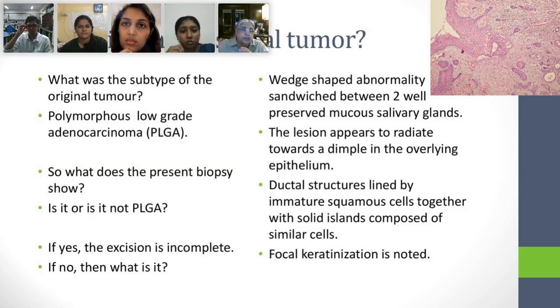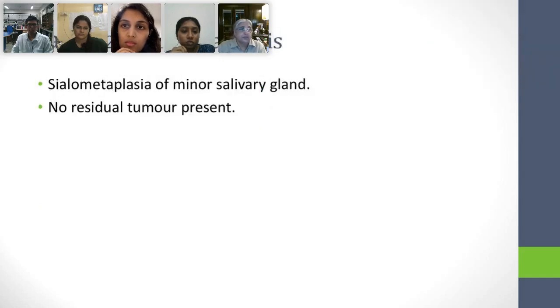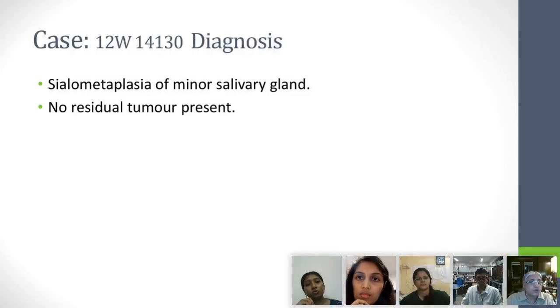I don't see why a tumor will go in this radiate fashion and come to a dimple, which suggests what? That this is a ductal structure that is part of what was originally a mucous gland over there, which has now been stitched together in the previous excision. You will now see that the diagnosis is sialometaplasia of minor salivary gland, and there is no residual tumor present.